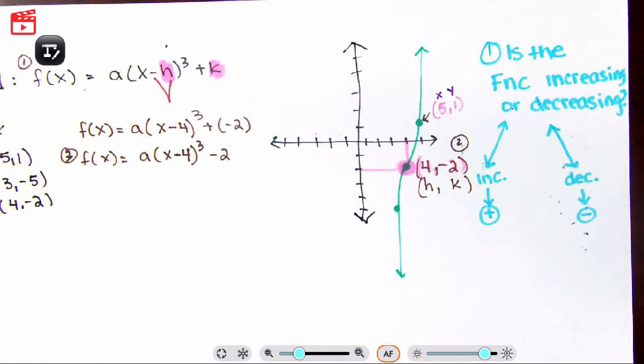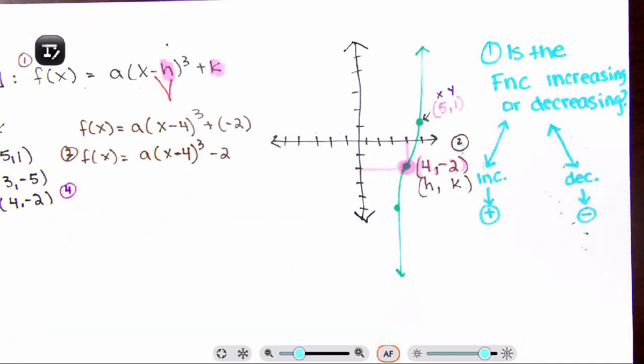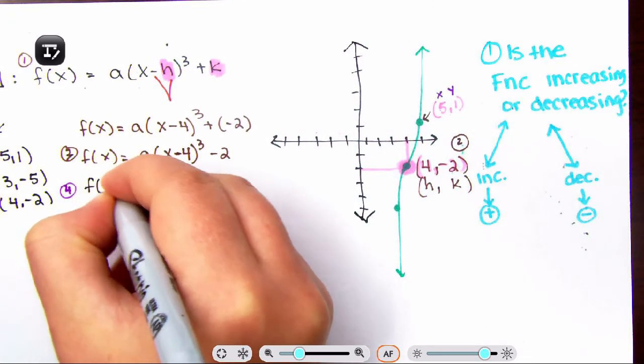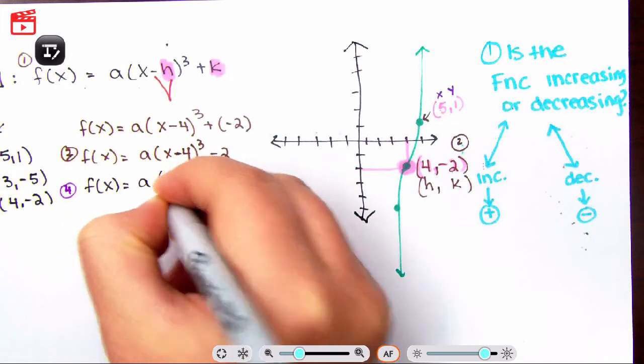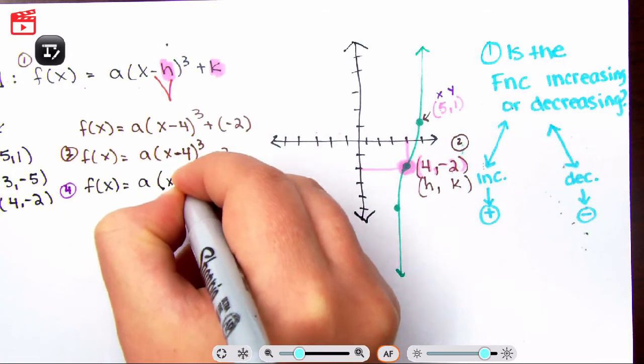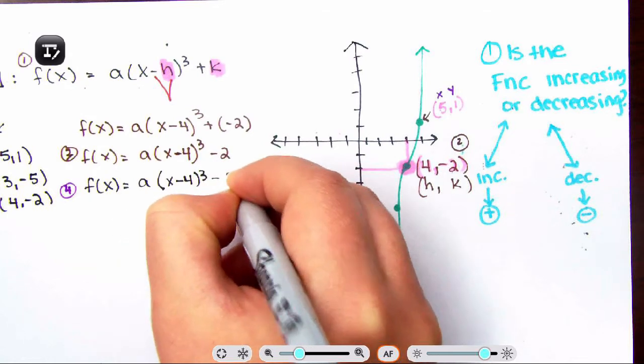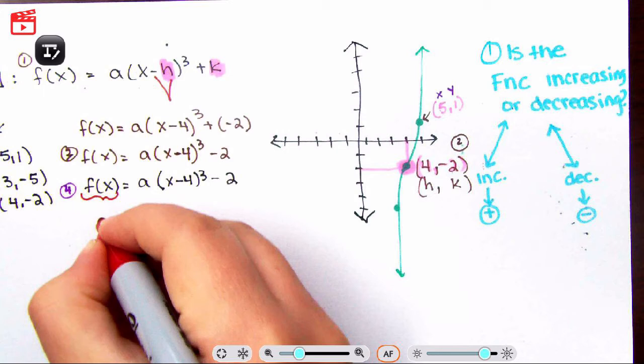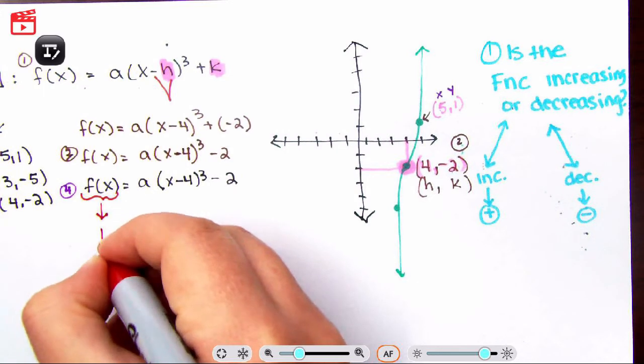And so step number 4 says find a, choose a pretty point, which we did, that is not the vertex. Take that point, x and y, and substitute it into the equation. All right, so here's the equation. F of x is equal to a times x minus 4 cubed minus 2. So this right here is your y. So y is 1.